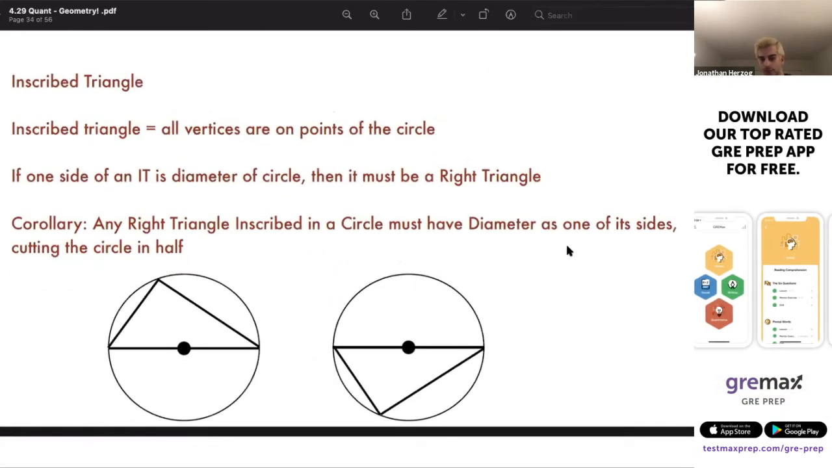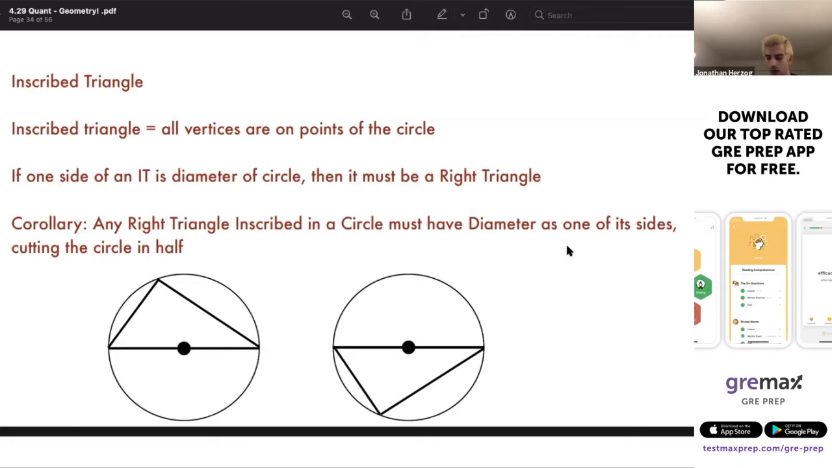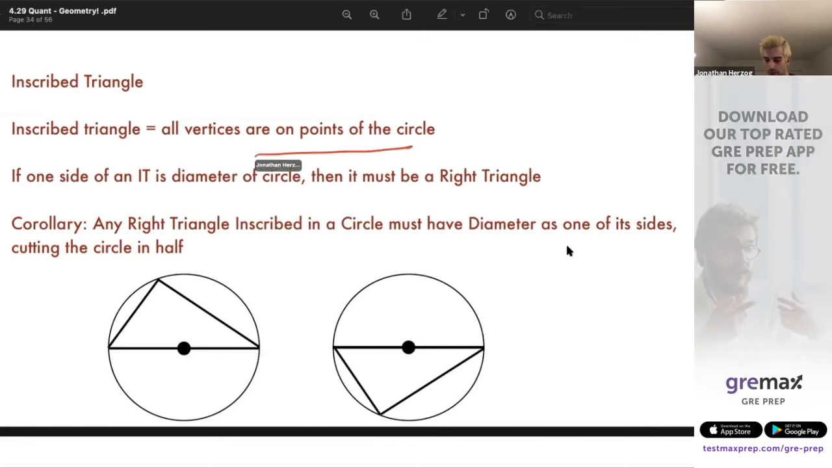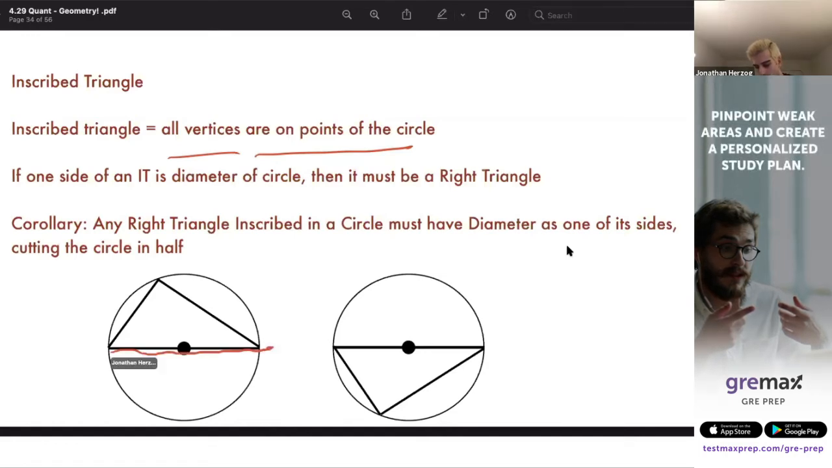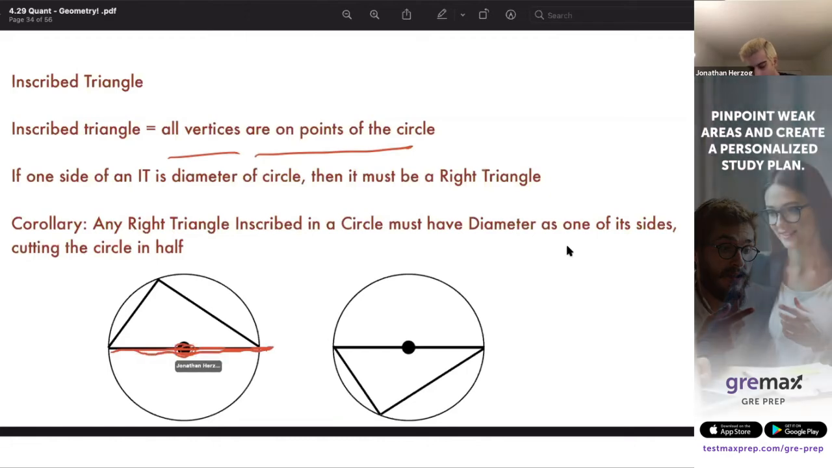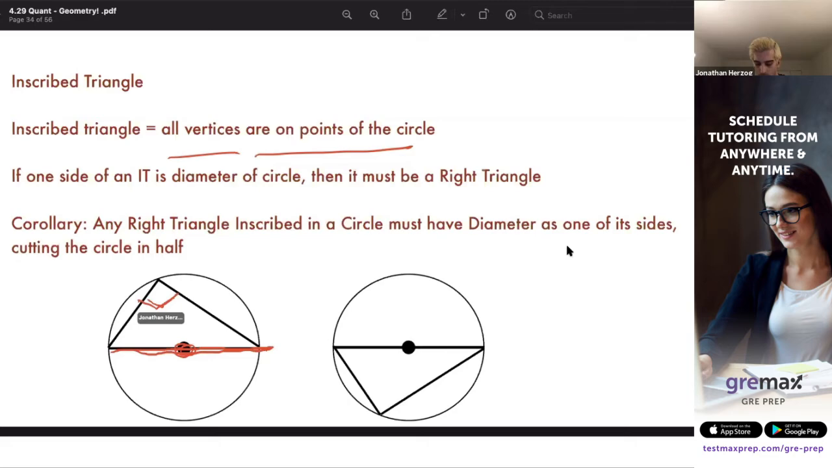Inscribed triangles. Inscribed triangles: all vertices are on points of the circle. All 3 points are on points of the circle. If one side of an inscribed triangle is the diameter, the chord that goes through the center point of the circle, then it must be a right triangle. How can you prove this to yourself?